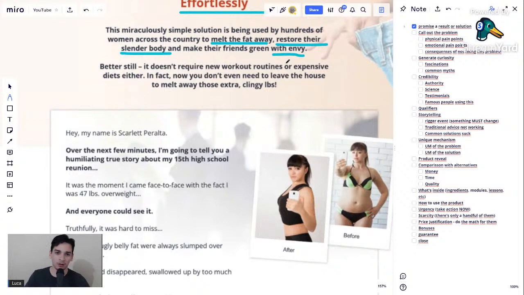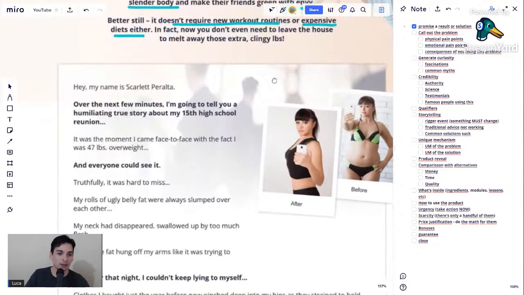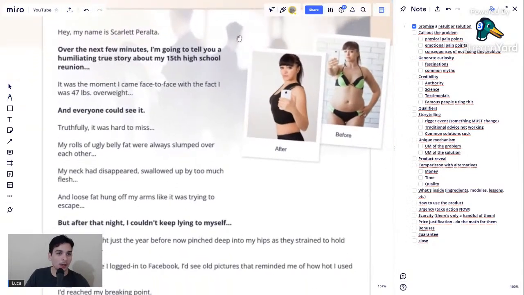But still, it doesn't require new workout routines or expensive diets either. This could also be part of the result, right? New workout routine or expensive diets. In fact, now you don't even need to leave the house to melt those extra clingy pounds.